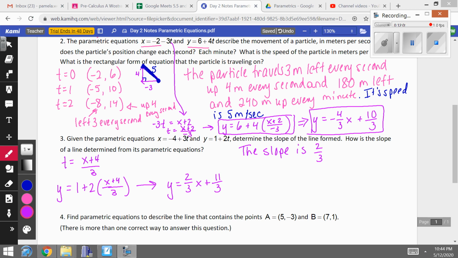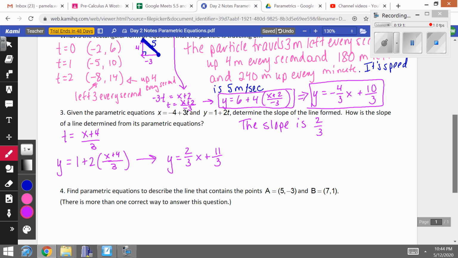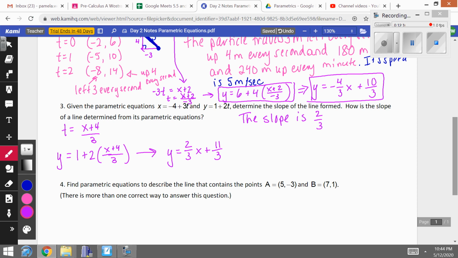All right, so hopefully maybe you tried this one on your own. Really all I did was come up with an equation of the line, what we had done the other day. So I solved my x equation for t, and that's a 3 right there. Put that into the y equation so we could get a rectangular equation. And once I did that, I saw that this is my rectangular equation. Again, I distributed the 2 forward. This is really x over 3 plus 4 over 3. If we distribute the 2 into there, we get 2/3 x plus 11/3. So we can easily see that the slope is 2/3.